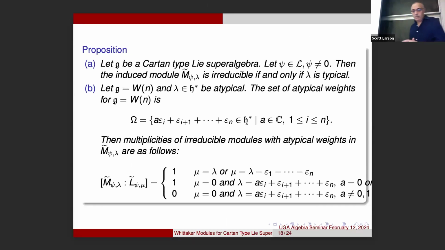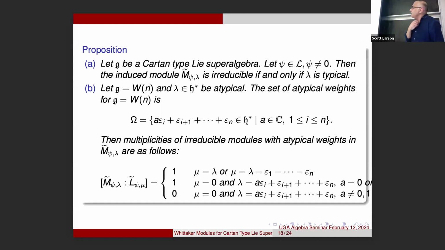By using her results, she proves that if lambda is typical, then the induced module will be irreducible. She proves this for Z-graded representations, but with slight modification, you can show the same result for Whittaker modules. You can show that if lambda is typical, then this induced module is simple. Her proof doesn't use any kind of Z-grading. It uses some kind of short exact sequence, and it gives you this result. So for any Cartan-type Lie superalgebra, if the weight is typical, then the induced module will stay simple.